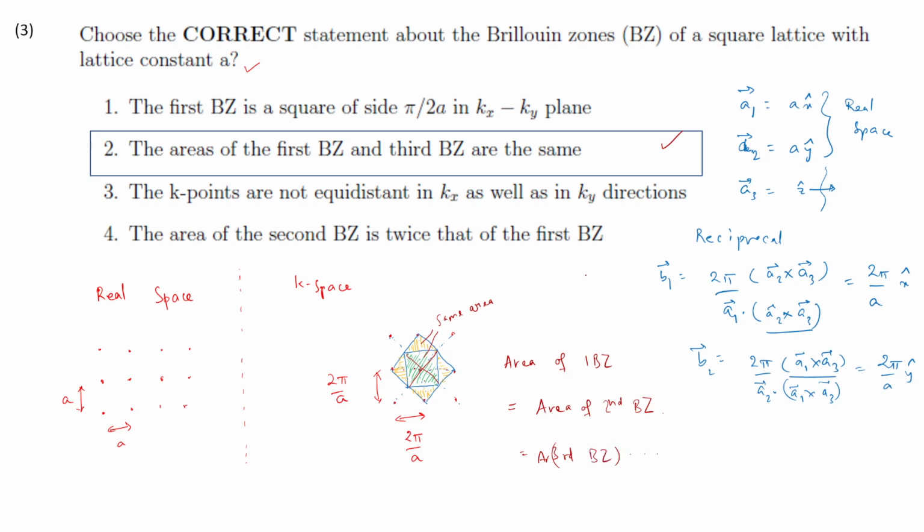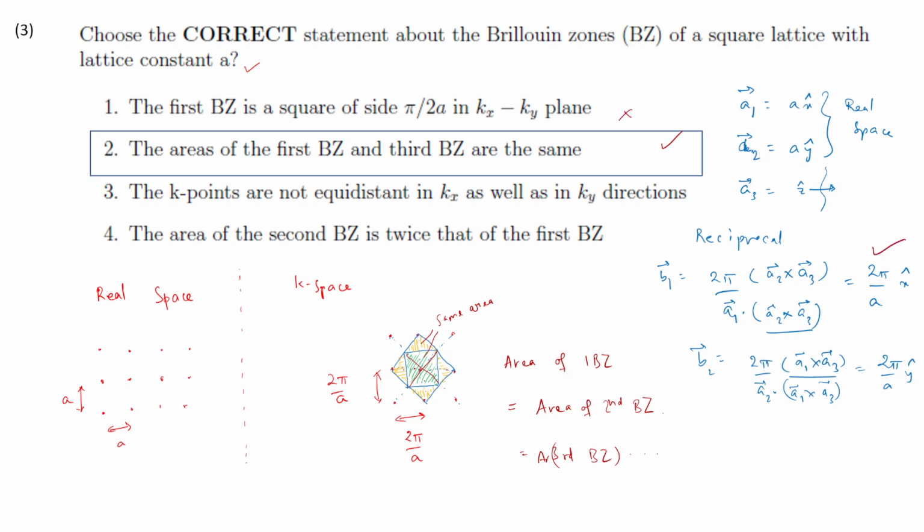So this is how all the Brillouin zones will have the same area. Okay, and here let us see the other options as well. The first Brillouin zone is a square of side pi by 2a, but from this calculation we see that it will be of side 2 pi by a.